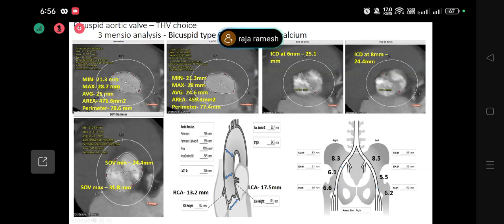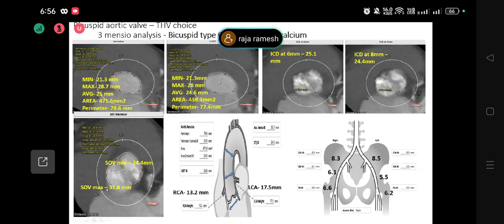So almost similar to the annulus diameter. So it is a tubular type bicuspid valve. The coronary heights are good, 13.2 and 17.5. And we have to measure the femoral diameters also. Anything above 6 is good for a 16 French or 18 French delivery system catheter.